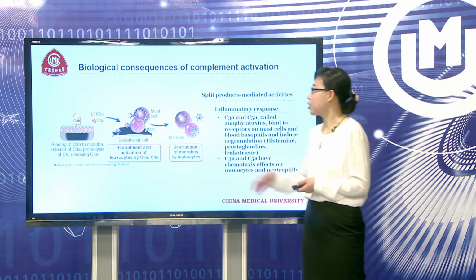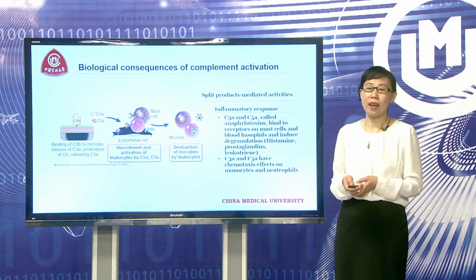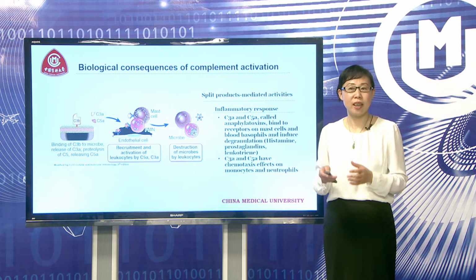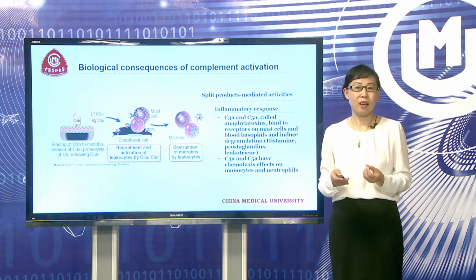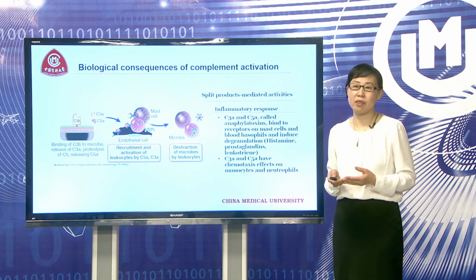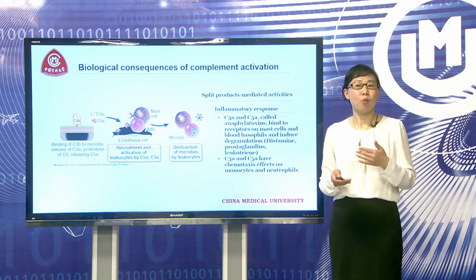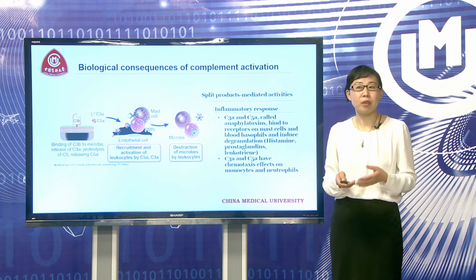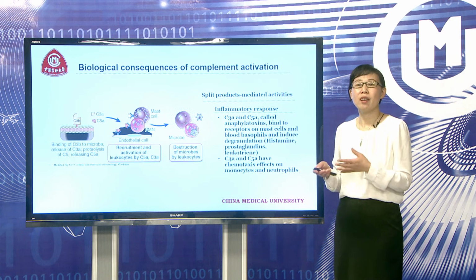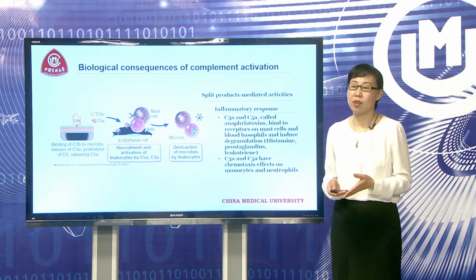We have talked about mast cells and basophils in the blood. These two cells contain granules, and within the granules, there are a lot of inflammatory mediators. Once activated, those cells will release the inflammatory mediators to cause the inflammation. This process is called degranulation.